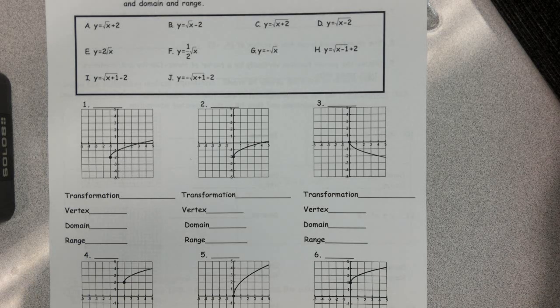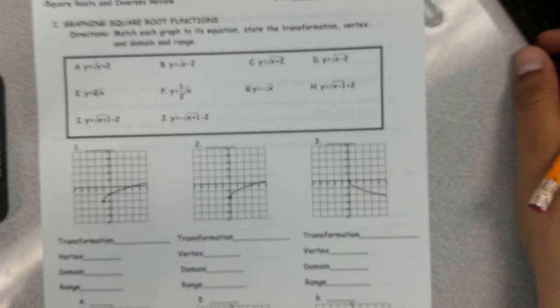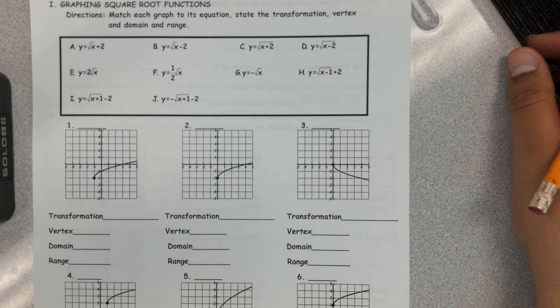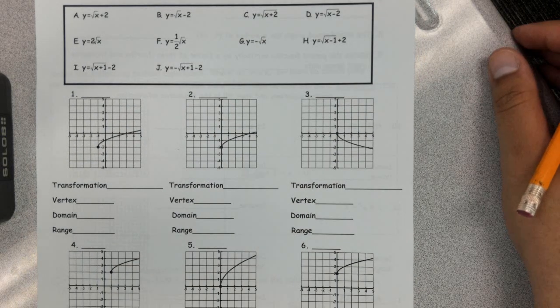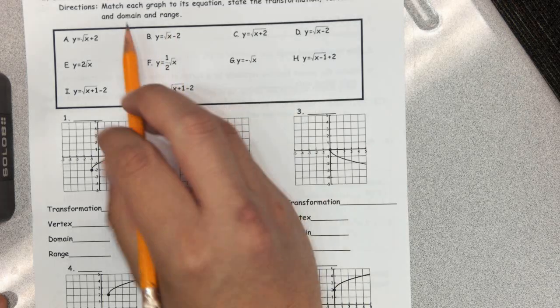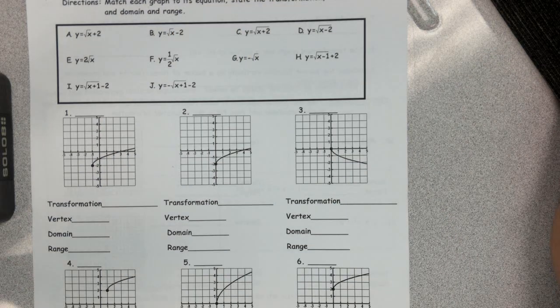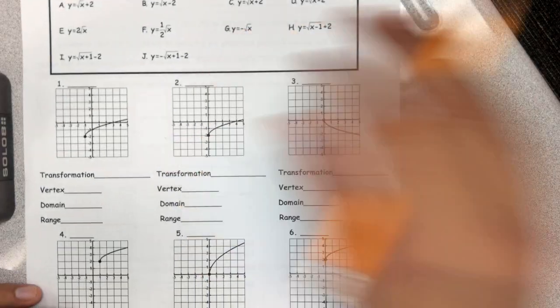Alright, welcome to the Algebra 2 square root and inverses review. Alright, so on 1 through 6 it says match each graph to its equation, state the transformations, vertex, and domain and range. So let's look at number 1.